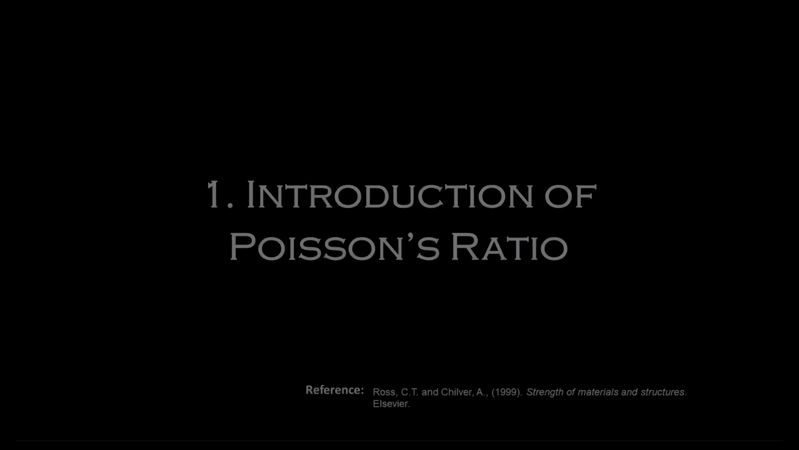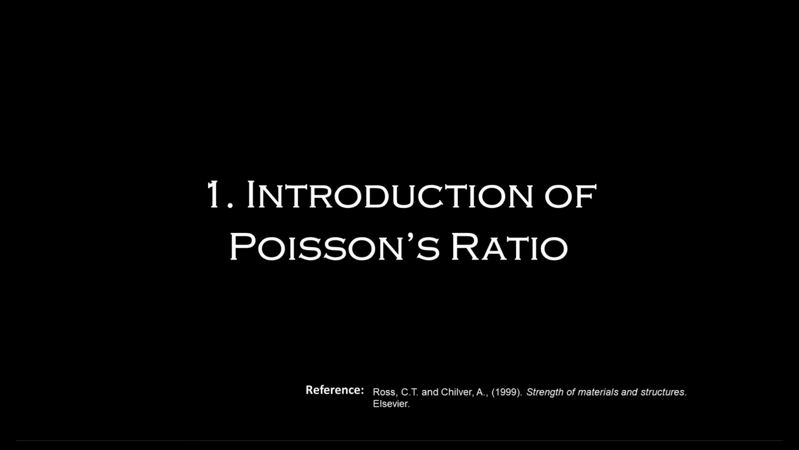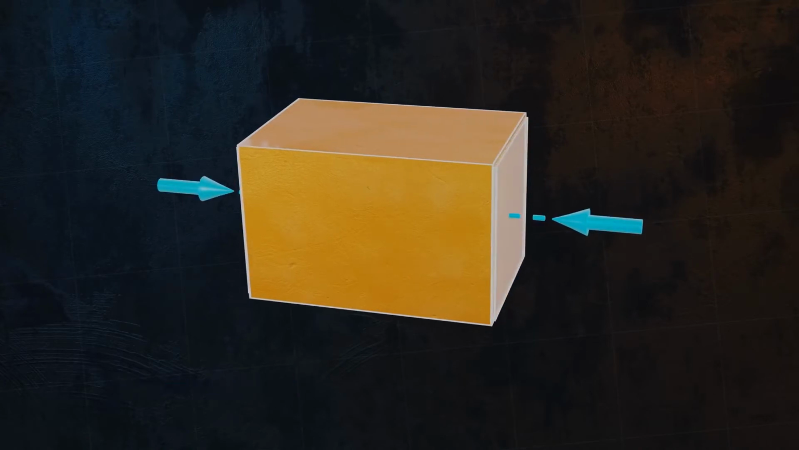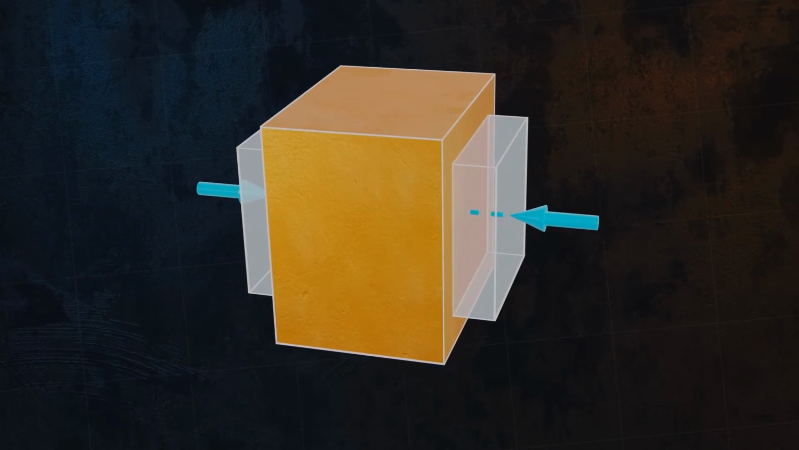In the introduction, we are going to take a look at a material property, Poisson's ratio. It gives us key information about how different materials deform under loading. Take a little orange cuboid. If we apply a compressive force to it, it will expand in the directions which are perpendicular to the direction in which we are applying the load.